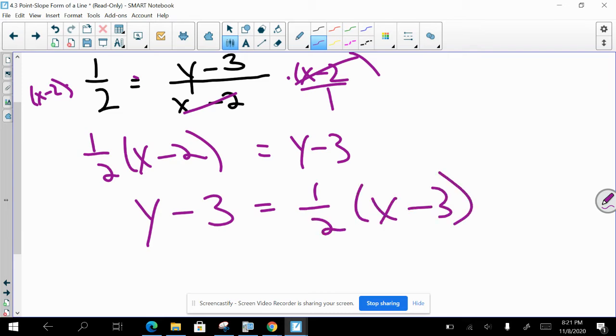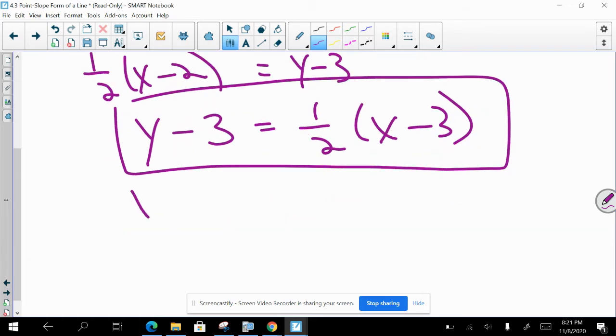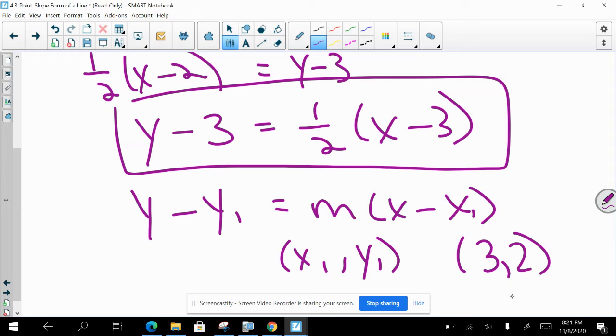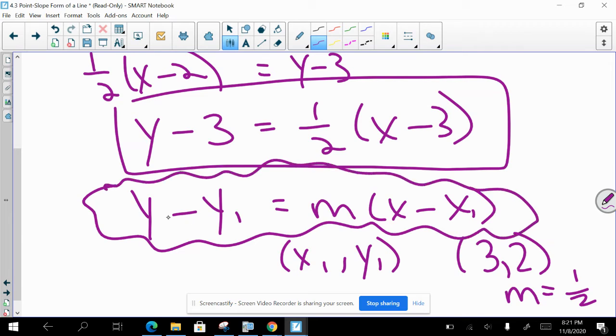And this is actually your point slope form of a line. The point slope form of a line says y minus y1 equals m times x minus x1, where your point is x1, y1, and in our case it was (3, 2), and then the slope was 1/2. Now, the most important thing to notice is that in this form, which you should write in your notes, y minus y1 equals m times x minus x1, there are subtraction signs.